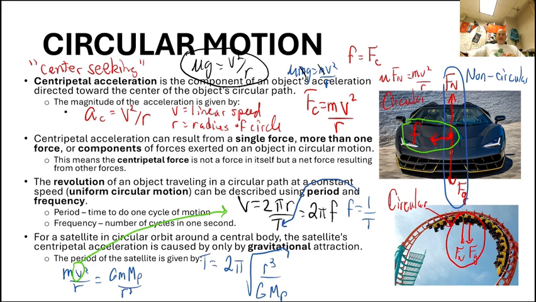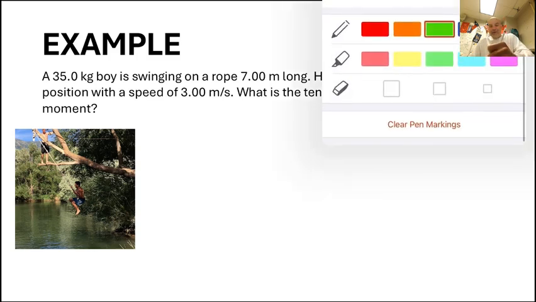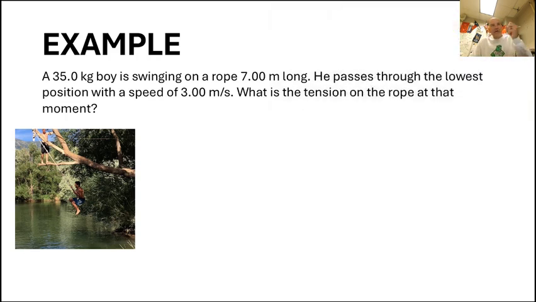So let's look at an example problem. Before I switch it over, I think we did an example problem using a swinging rope, so a person hanging on a rope. We're going to see how tension affects this whole process. All right, so you've got a 35 kilogram boy swinging on a 7 meter long rope. He passes through the lowest position with a speed of 3 meters per second. What is the tension in the rope at that moment? Okay, so again, draw, sum, solve. That is our problem solving process.